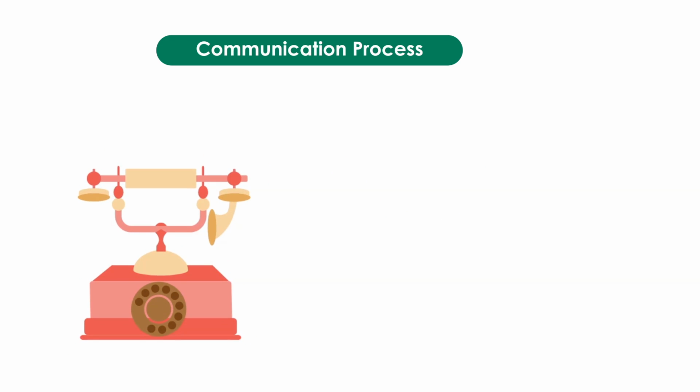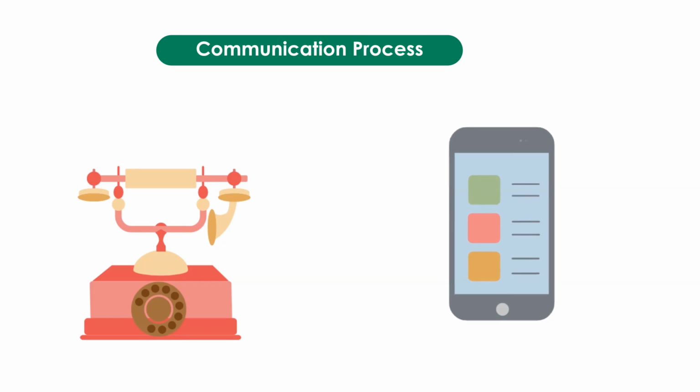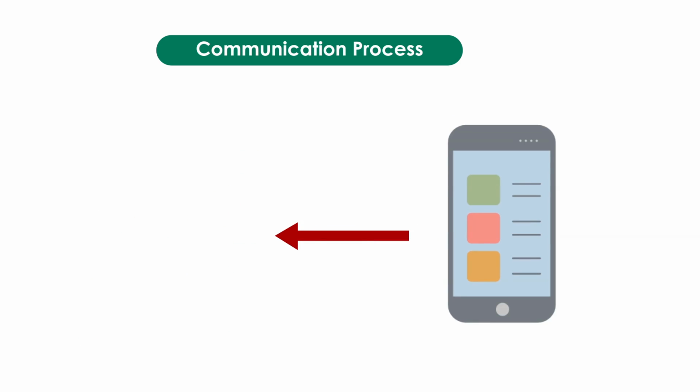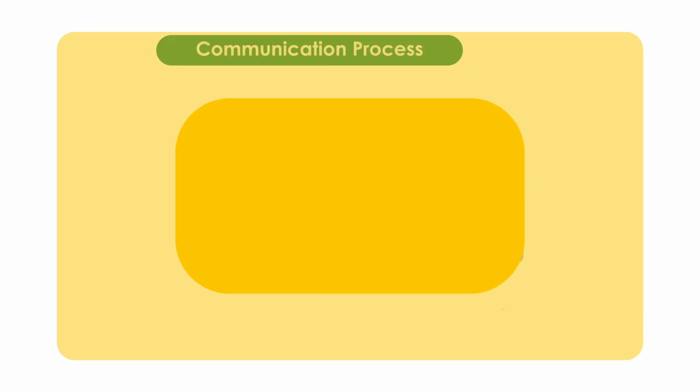Let's take a look at the communication process. Communication is initiated by the sender, who encodes the message and sends it to the receiver. The receiver decodes the message and sends feedback. The communication process is considered complete when the receiver responds, that is, gives feedback. The following are elements of the chain of communication.